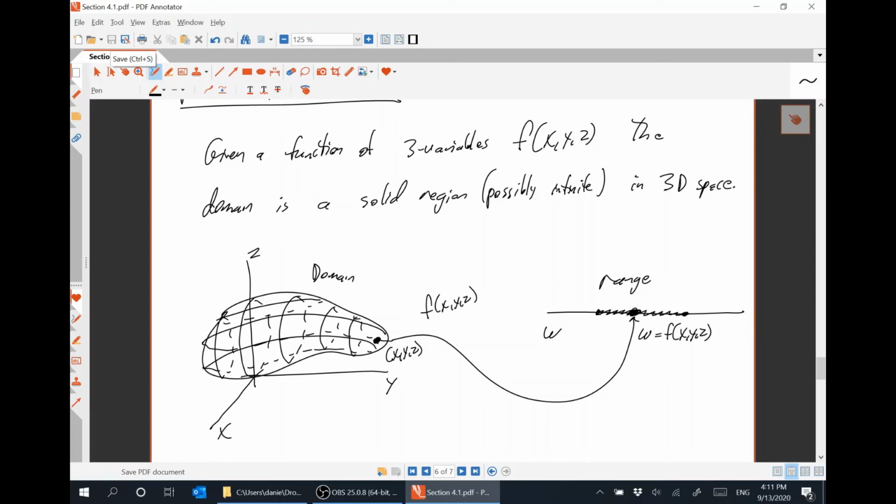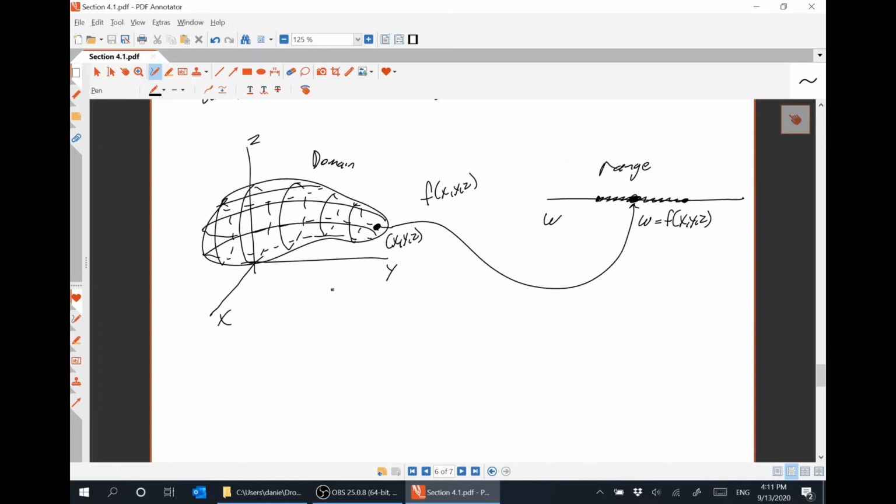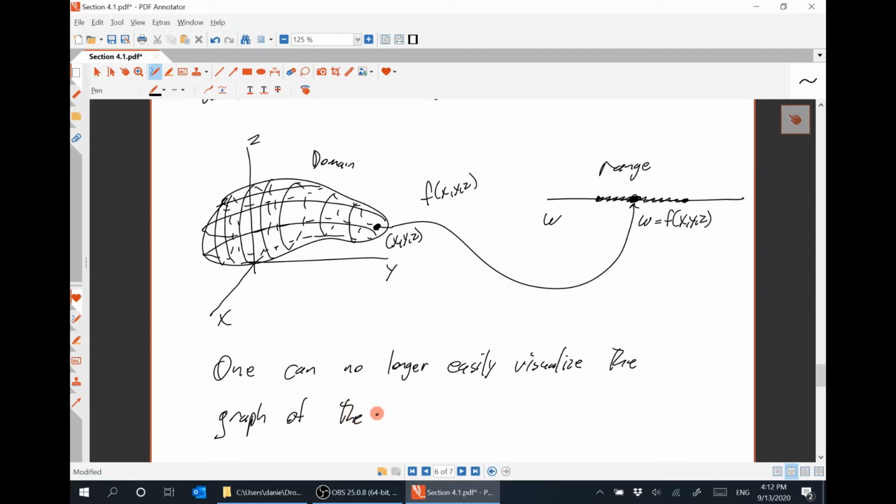somehow you're good about thinking about four-dimensional things. The graph of the function lives in four dimensions, and there are techniques that you can use to think about four-dimensional things, and I'll mention that in a moment. That's not something we really want to get into in this course. So one can no longer easily visualize the function because it lives in four dimensions.